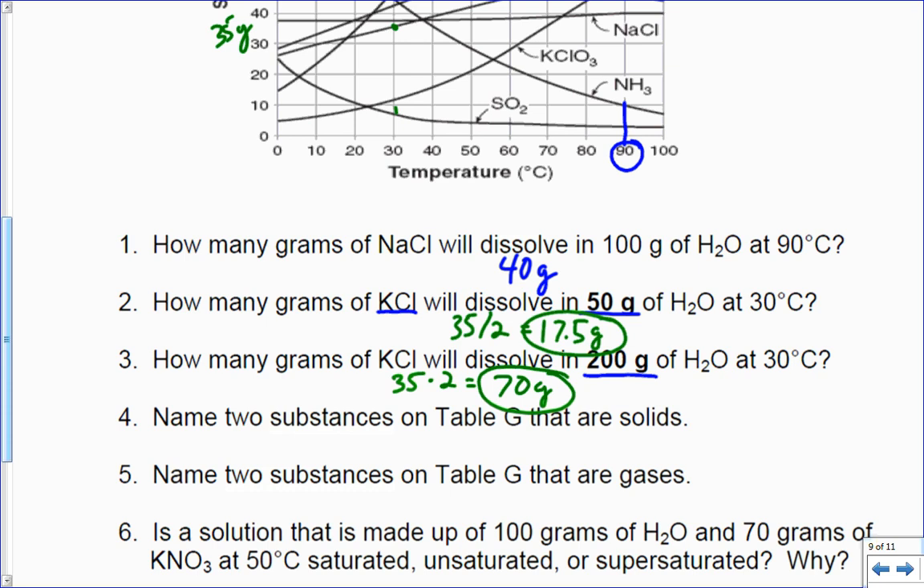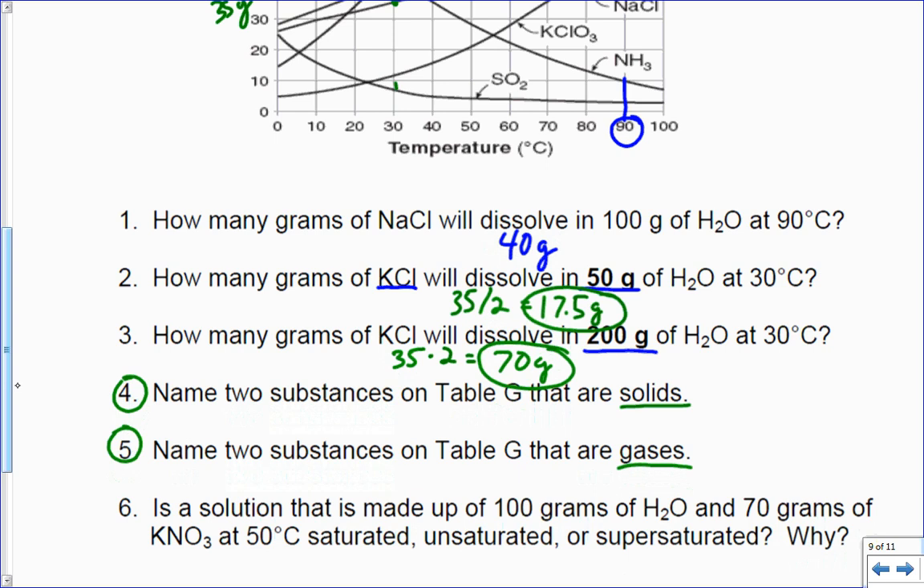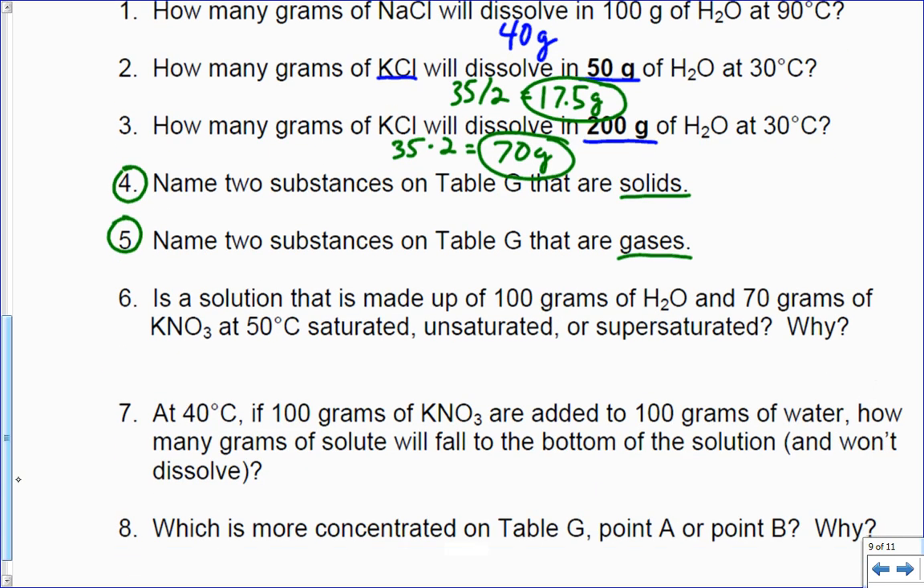Now, this is a piece that I'm going to make sure I let you do, but I'll give you a hint. It's in your notes which way the slope is going to go for a solid and which way the slope is going to go for a gas. So you go back in the notes and check that out, and then you'll be able to pick any two that match the criteria. Okay.